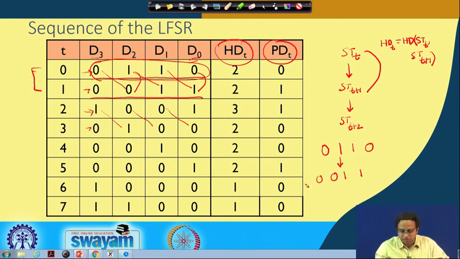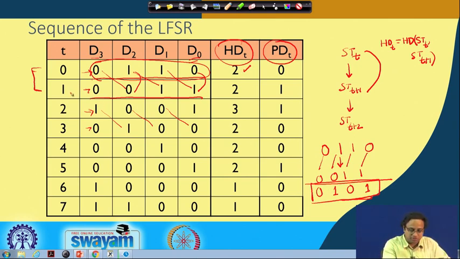So the Hamming distance can also be found in this way. If I take an exclusive OR between these bits, then 0 XORed with 1 is 1, 1 XORed with 1 is 0, 1 XORed with 0 is 1 and 0 XORed with 0 is 0. So the Hamming distance is also the Hamming weight of the exclusive OR between the successive states. Therefore the Hamming distance in this case is 2. That is written as 2 here.